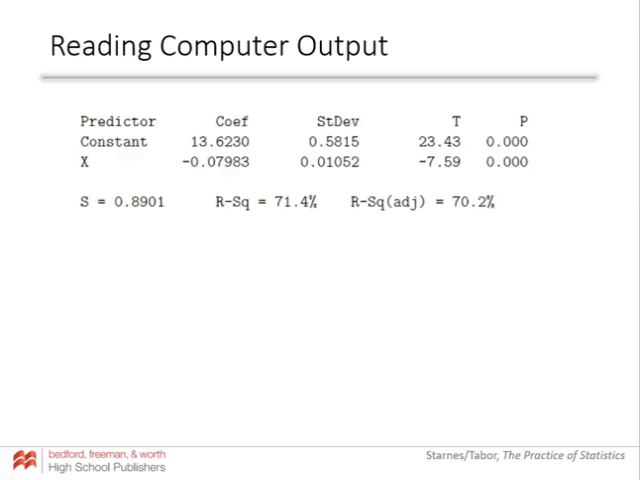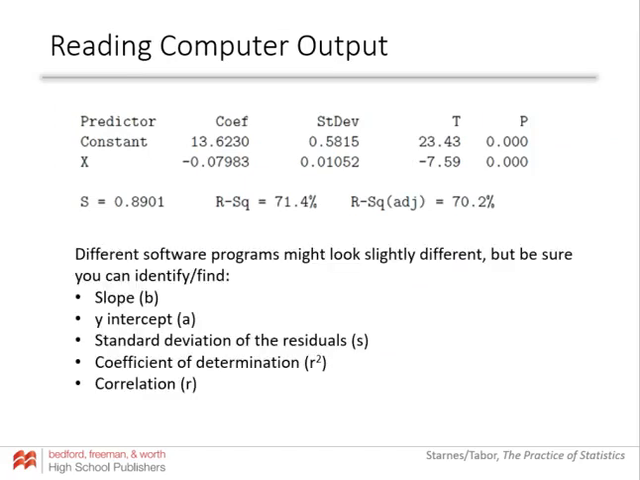And so a lot of times what they'll do is they'll give you some computer output. So this is from statistical software called Minitab. And you might see something that looks slightly different from another computer program. But the biggest thing is, can you find these things somewhere in this computer output? Can you identify which of these numbers is the slope? What's the y-intercept? What's S, the standard deviation of the residuals? Where's r squared? And can we find r?